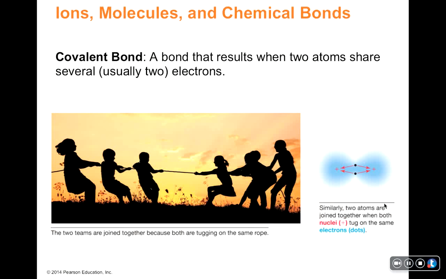formed between a metal and a nonmetal. And we talked last time about where you can find those on the periodic table. And covalent bonds, and then covalent compounds, will form between two nonmetals.